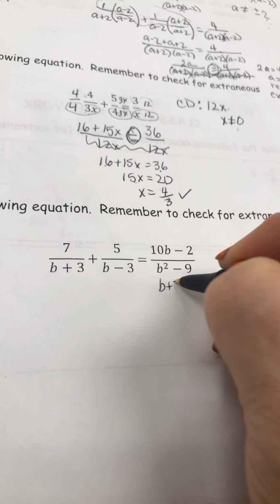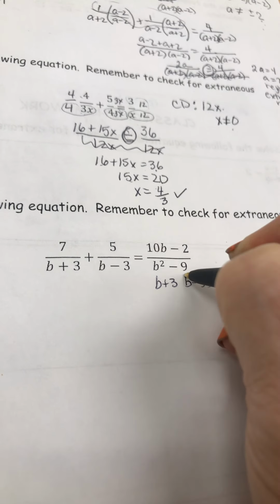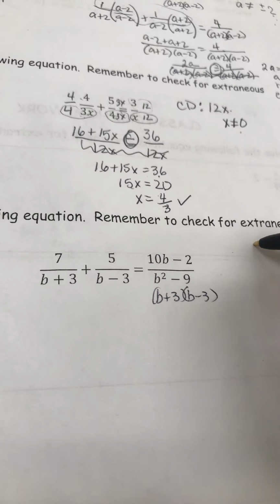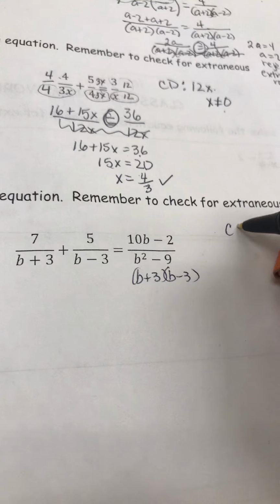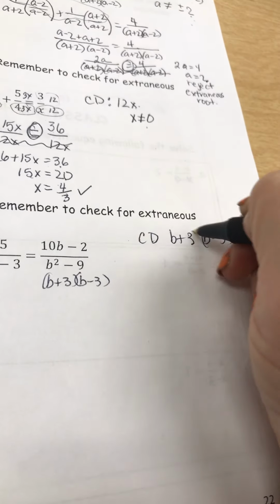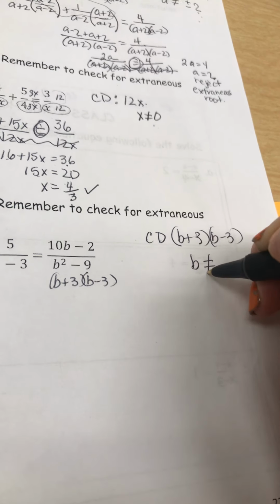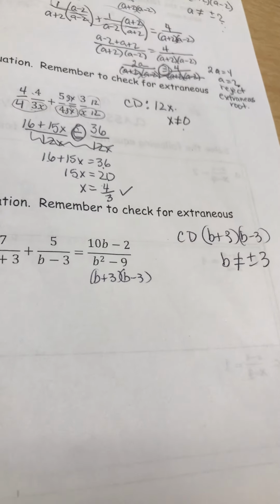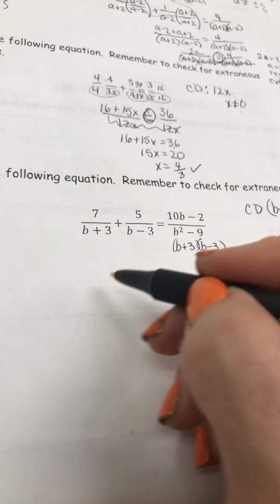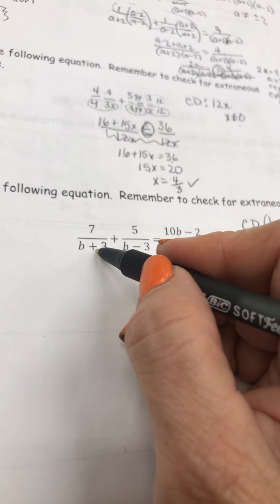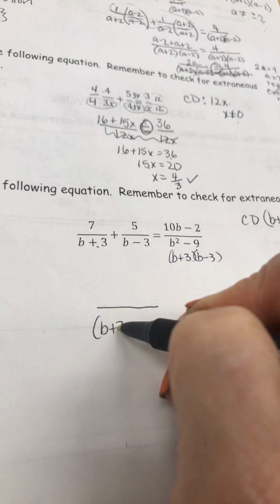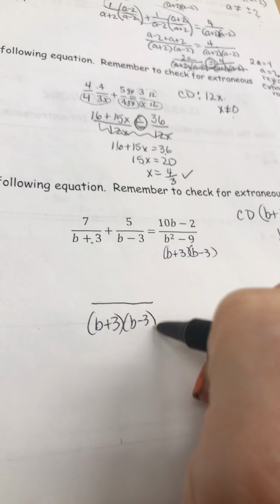This is b plus 3, b minus 3. I know this lesson's a little long, but it's a long topic, sorry. Okay? And we have a common denominator of b plus 3 and b minus 3. So b cannot equal a positive or a negative 3, otherwise it would be an undefined problem, okay? So this one is missing the b minus 3. We know my denominator should be b plus 3, b minus 3.